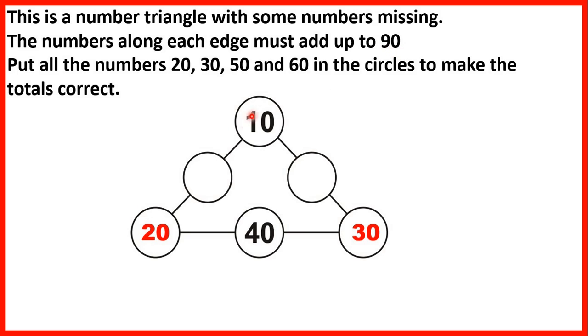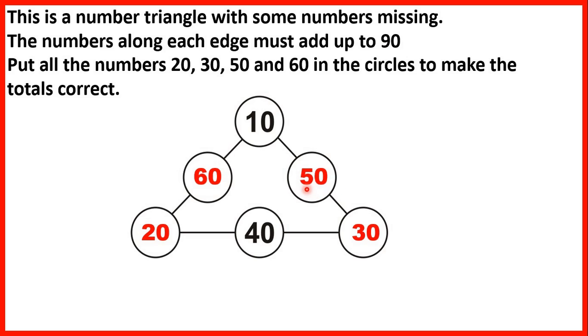And now we can look at this edge here. We have 20 plus something plus 10, and again it needs to add up to 90. So 20 plus 10 is 30. So 30 plus what is 90? Well, if we work out 90 minus 30 is 60, so this missing number here must be 60. 20 plus 10 is 30, plus 60 takes us to 90.